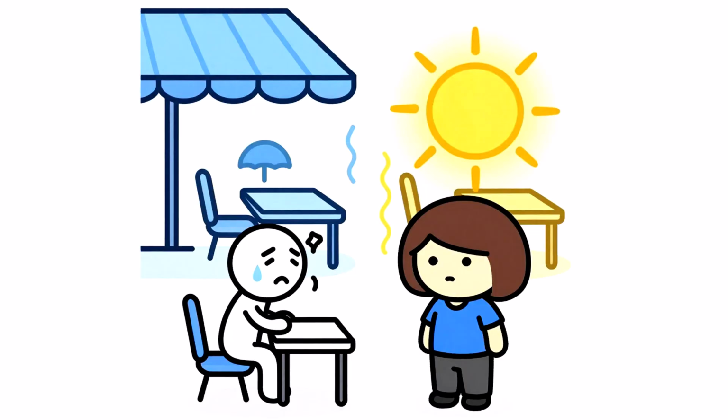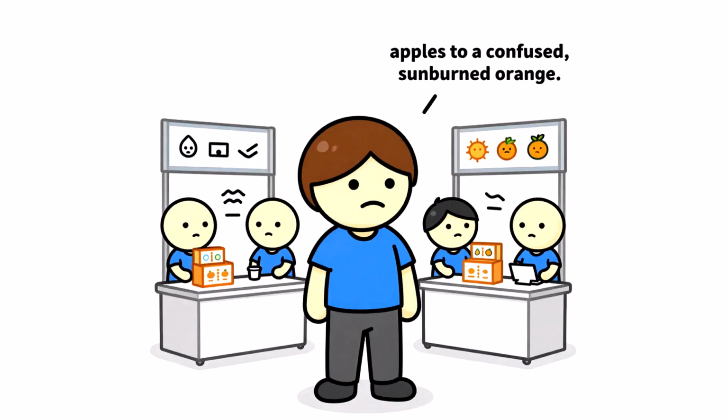Let's talk controls, because this is where things get sneaky. If one table is in full shade and the other is roasting in direct sun, you are not testing price anymore, you are testing who hates sweating more. Same product, same booth setup, same staff energy. The only thing that changes should be the one variable you're actually testing. Otherwise, you are comparing apples to a confused, sunburned orange.